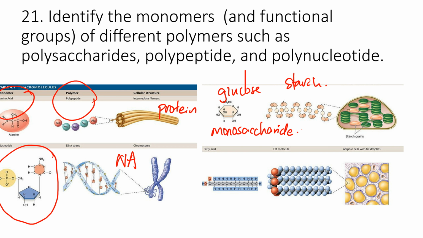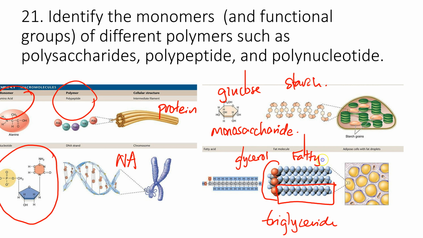And fatty acids do not really have a monomer, but they do have building blocks. So let's say the biomolecule that we're looking at is a triglyceride. The building blocks would be glycerol and fatty acids.